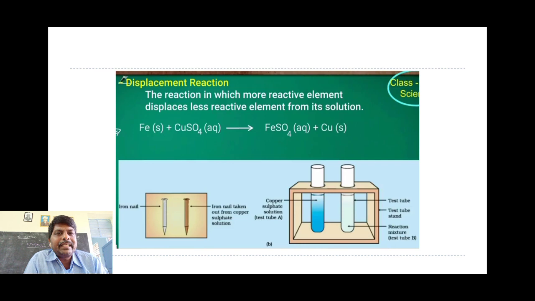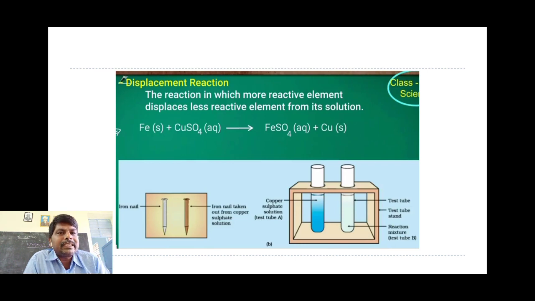You can see in this reaction Fe, iron in solid state, is a more reactive metal. Iron is more reactive than copper, so it can displace copper from copper sulfate. So what is the product? FeSO4 aqueous plus Cu. Here color also plays an important role.